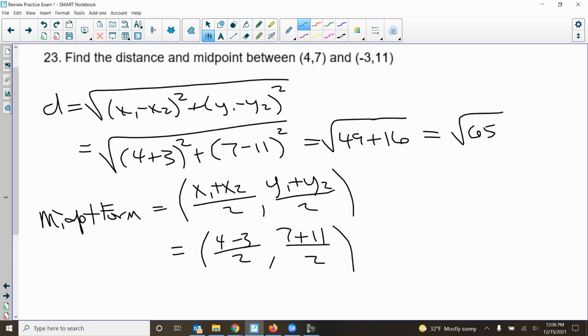Apologize for my speed, just trying to get through everything. 4 minus 3 is 1, so we get 1 half, comma, 7 plus 11 is 18, cut in half is 9. 1 half, comma, 9.